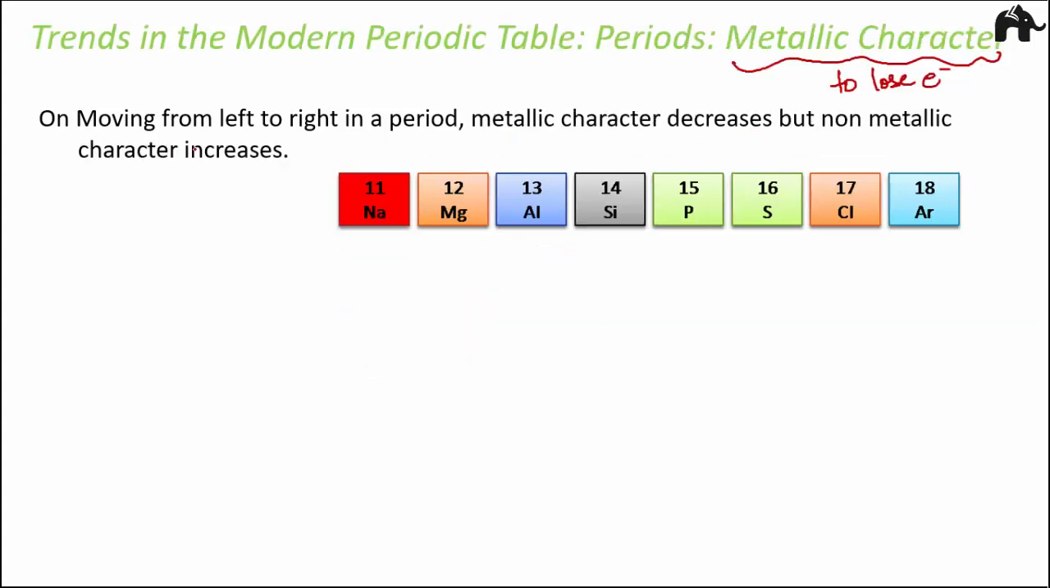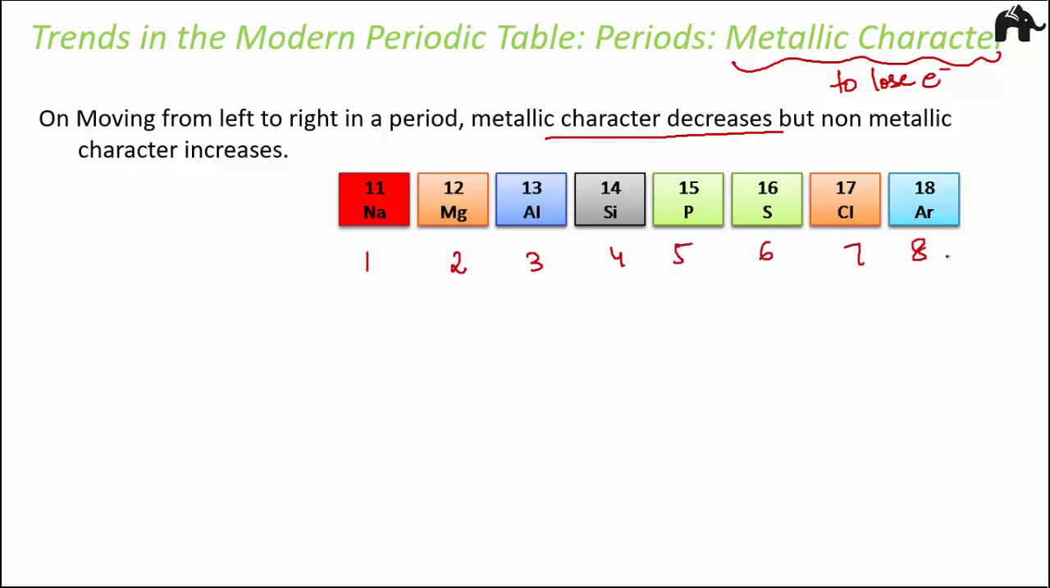So as we move from left to right, we see that metallic character decreases. That means the tendency to lose electrons decreases. How? Let us again look at the number of valence electrons. Now I'm not going to write the configuration again and again. Number of valence electrons increases from 1 to 8.